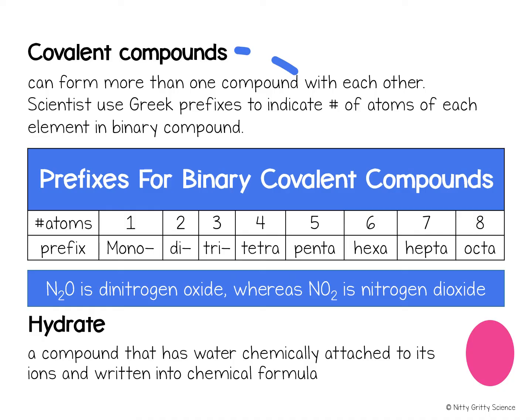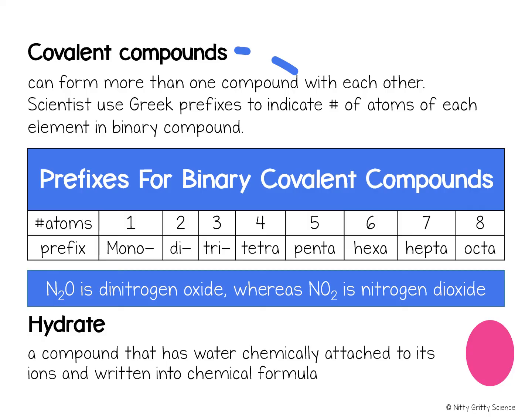Now, when using prefixes, notice that the last vowel of the prefix is dropped when the second element begins with a vowel, such as pentoxide. It wouldn't be pentaoxide. And many times we don't use the prefix mono if there's just one element, although there are some exceptions like carbon monoxide.